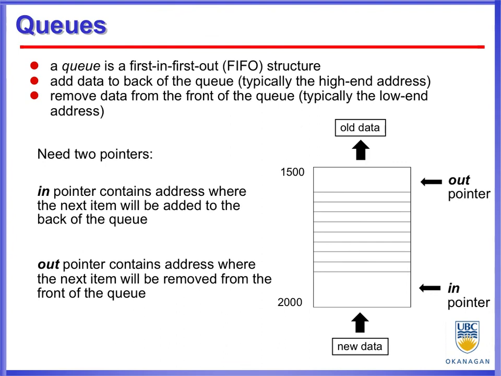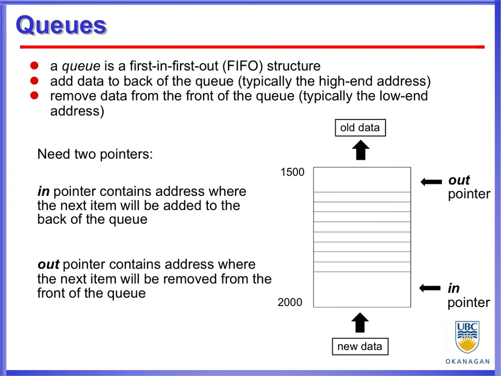Because if you're the first one into the bank, you're at the head of the line, you're the first one to get out of that line and be serviced by a teller, right? So that's exactly what a queue is. It's like a bank lineup, or now at the grocery stores, right? First in, first out. So we add data to the back of the queue.